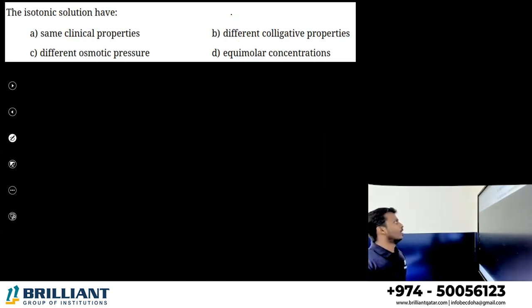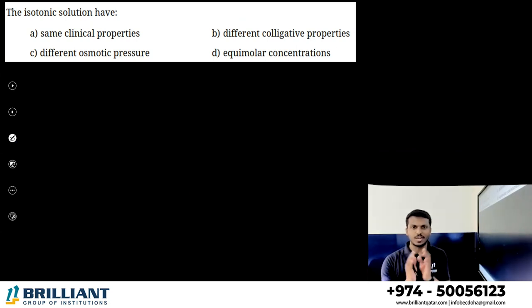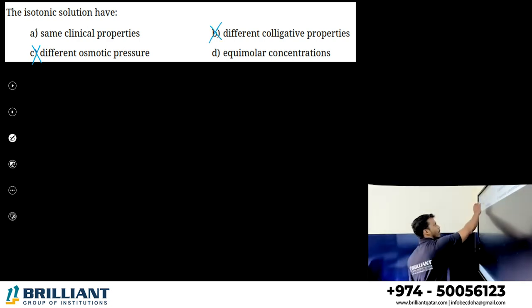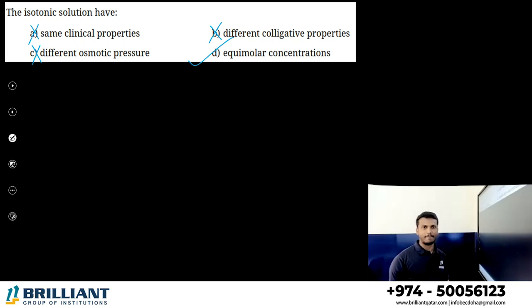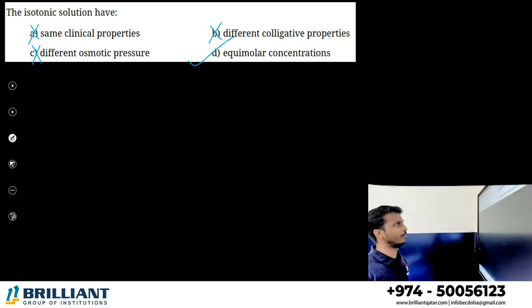Now, the isotonic solution, what is an isotonic solution? Two solutions having same osmotic pressure. Different colligative property, no. Equimolar concentration, yeah. Osmotic pressures are similar, meaning osmotic pressure is a colligative property, depends on the concentration of solute particles. So isotonic solution means two solutions having same osmotic pressure, right? Option D can be the correct answer.